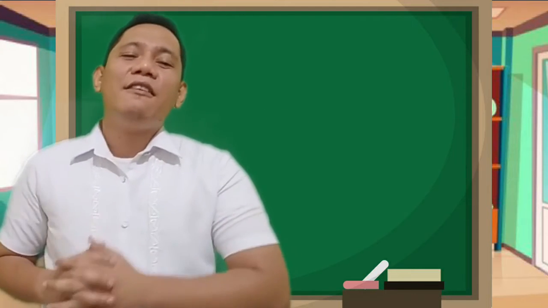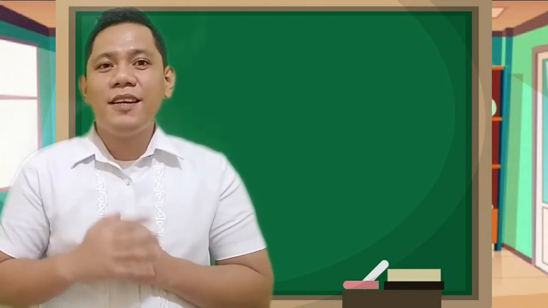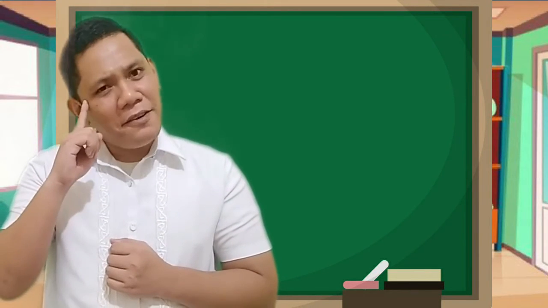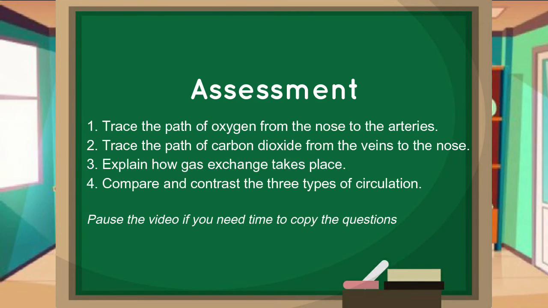Now class, we have learned how the respiratory system works together with circulatory system. Now I'm gonna leave you with sets of questions for you to ponder and to work with. Number 1, can you trace the path of oxygen from the nose, which is part of the respiratory system, to the arteries, which is part of the circulatory system? Number 2, can you trace the path of carbon dioxide from the veins, which is part of the circulatory system, to the nose, which is part of the respiratory system?